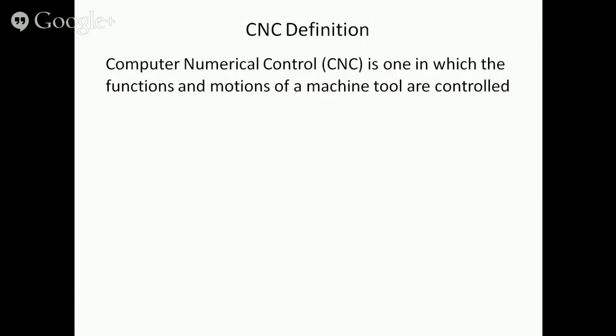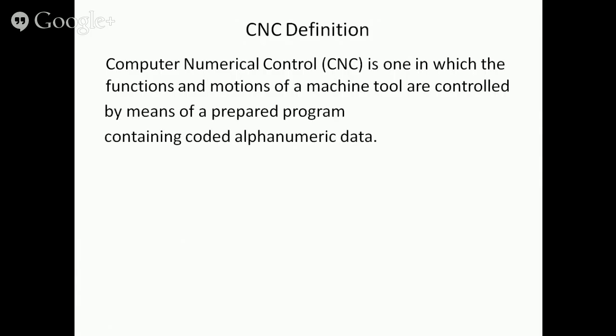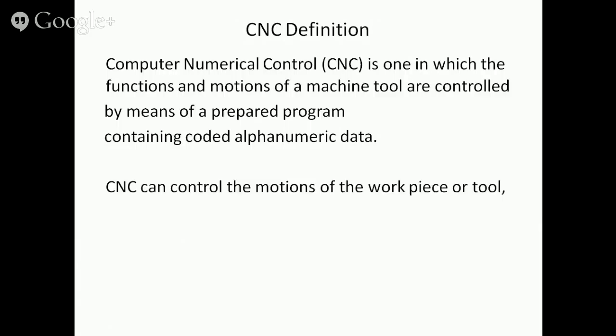Let us start with the definition of the term CNC. Computer numerical control, CNC, is one in which the functions and motions of a machine tool are controlled by means of a prepared program containing coded alphanumeric data. CNC can control the motions of the workpiece or tool.